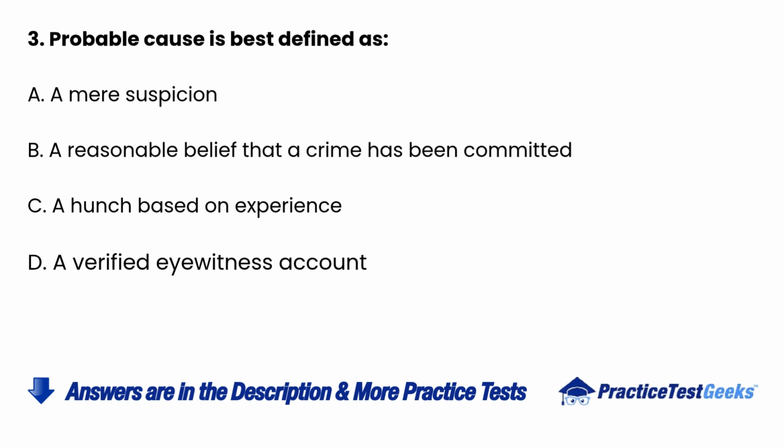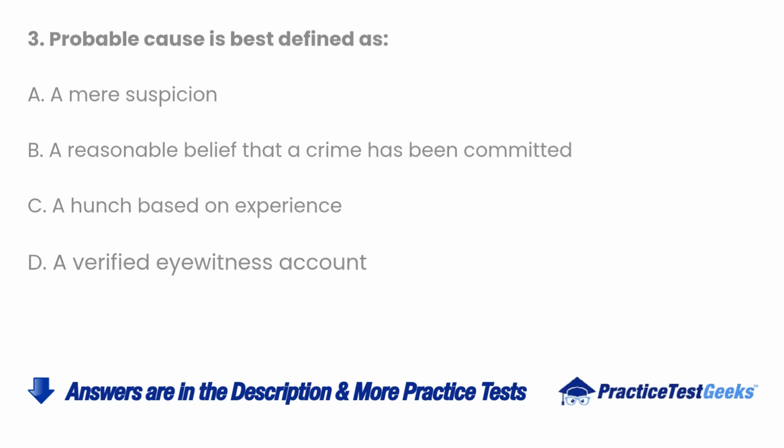3. Probable cause is best defined as: A. A mere suspicion. B. A reasonable belief that a crime has been committed. C. A hunch based on experience. D. A verified eyewitness account.